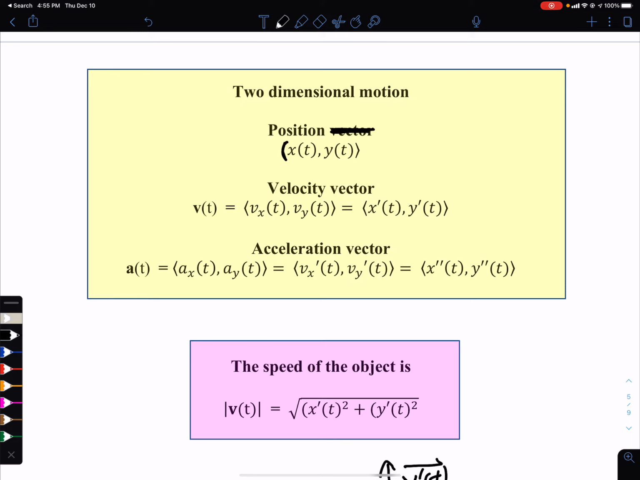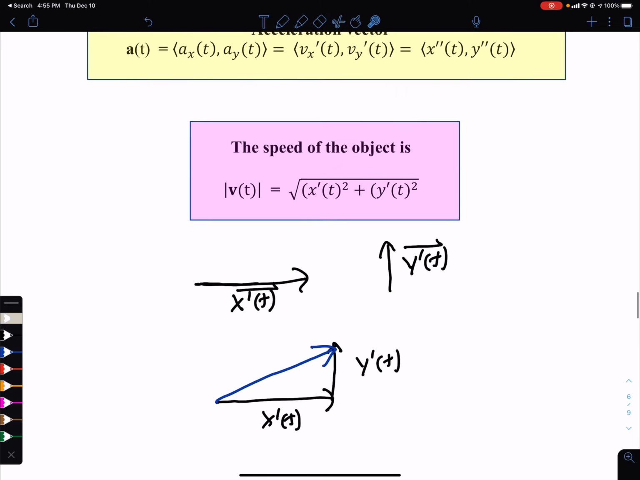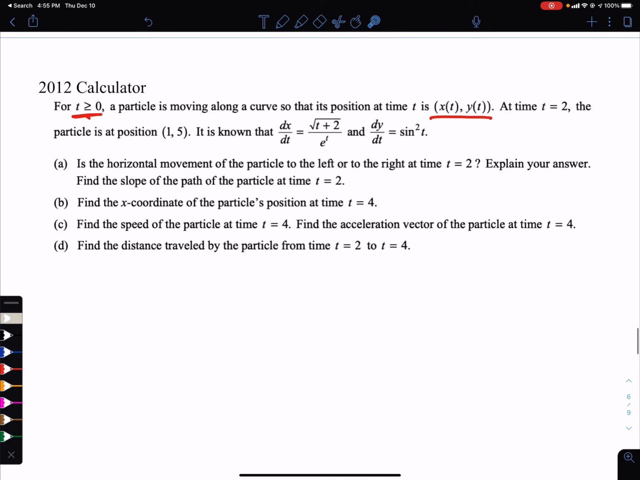Position function, and it's not a vector. So if you plug in any t, you'll find the position of the object. But now the velocity is going to be a vector because you're going to get those quantities there. So that's the actual xy coordinate for the position. Just realize that. So here's your position given by that function. At time t equals 2, the position is 1 and 5.